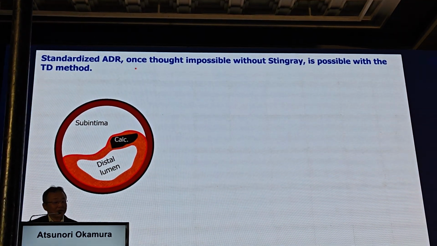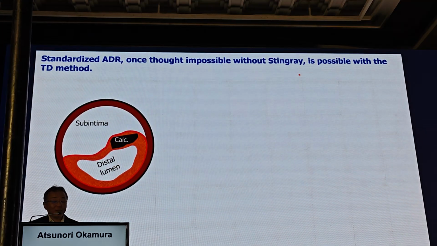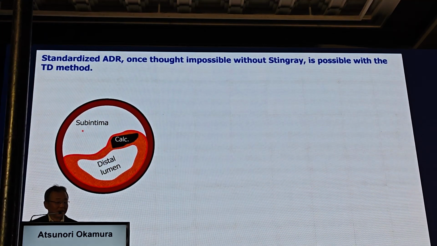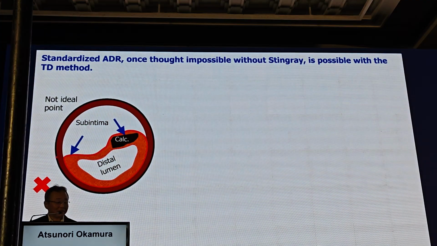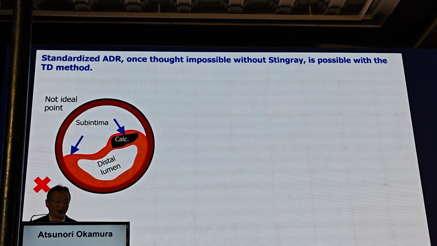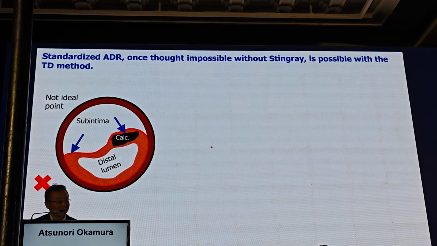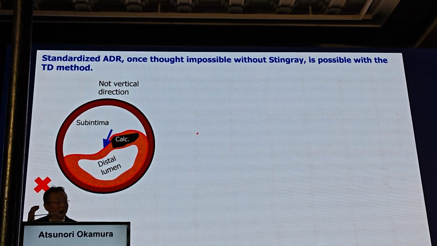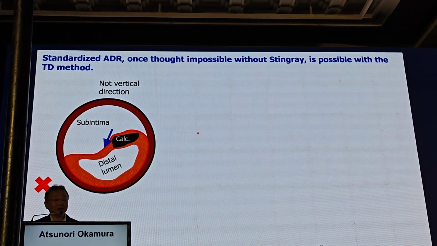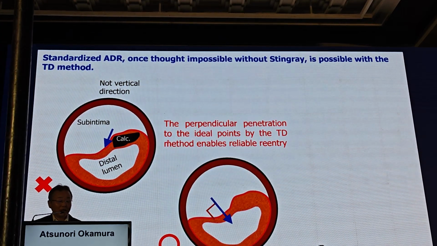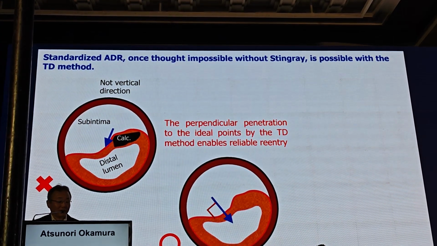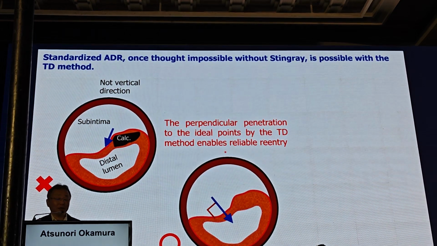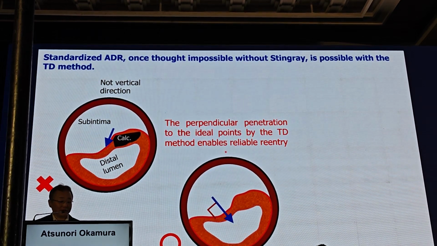Standardized ADR, once thought impossible with a Stingray, is possible with the tip detection method. In this subintimal case, if you penetrate in this direction, at an edge or calcification, you cannot penetrate. Also, if you penetrate not in a vertical direction, you cannot penetrate. But if you do perpendicular penetration to the ideal point, the tip detection method enables reliable re-entry, like that case.